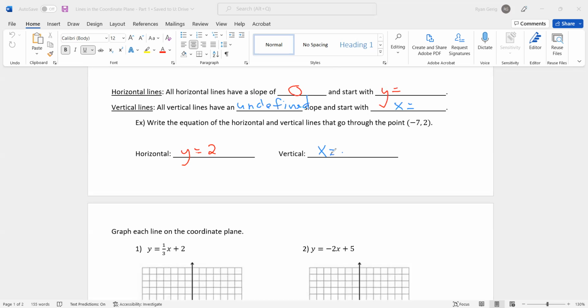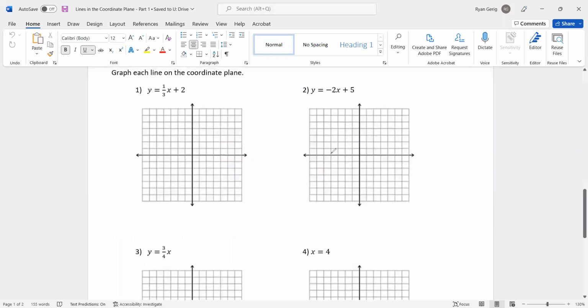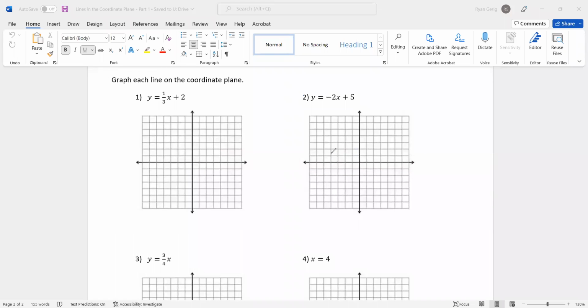And what's the X value? -7. Boom. Done. Okay. Now graphing. So to graph, you need the slope and the y-intercept, usually. There are other ways of graphing with standard form, but most people will graph using M and B.